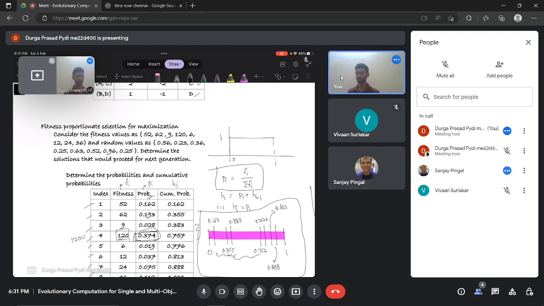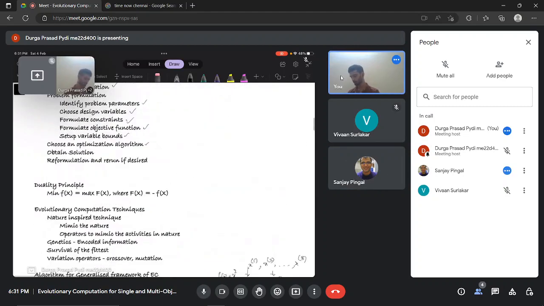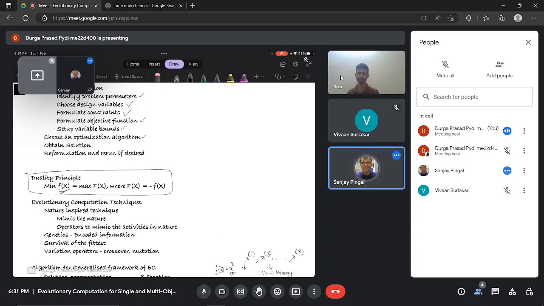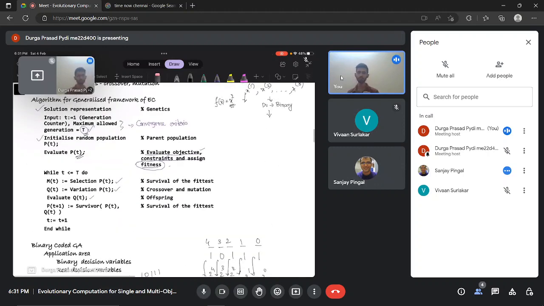Okay, fine. So the duality principle essentially says, if you want to minimize something, you just negate it. So fitness proportionate works only for maximization. You just put minus f of x and apply the algorithm. But for tournament selection, that doesn't actually need to be done. You can handle it inside the tournament selection itself. That is your selection operator.